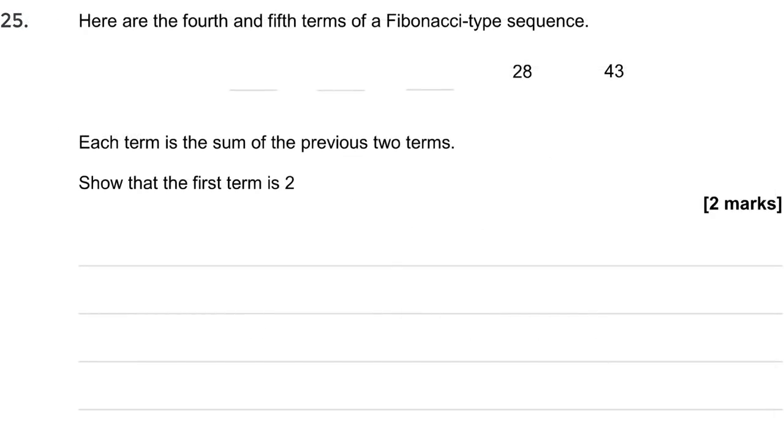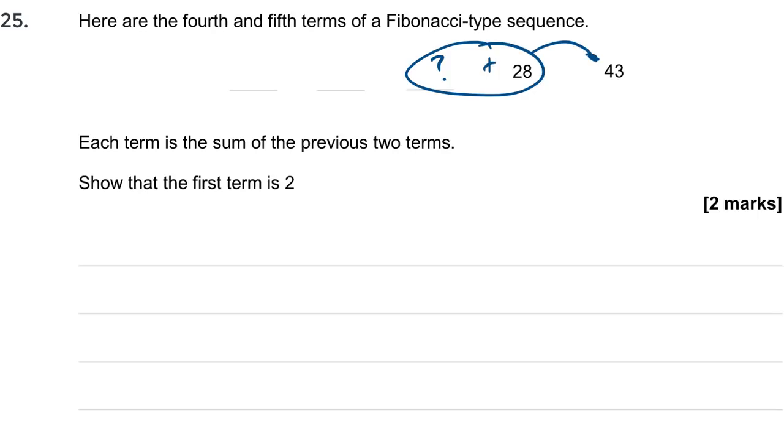Here are the fourth and fifth terms of a Fibonacci sequence. So we've got 28 and 43 given. Now it's reminding us here that each term is the sum of the previous two terms. Well, you should have known that already. And show that the first term is 2. Okay, so normally what you do with a Fibonacci sequence is that you take these two numbers here, you add them together, and it gives you the next one along. So something plus 28 equals 43.